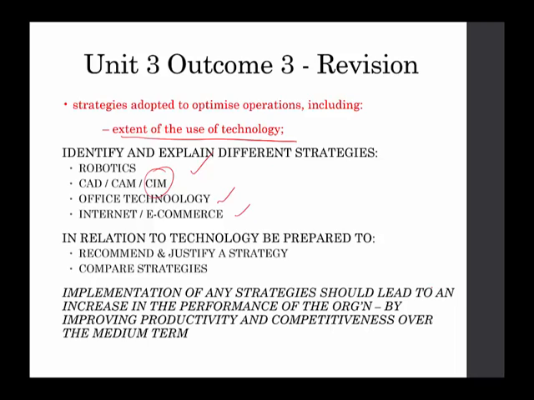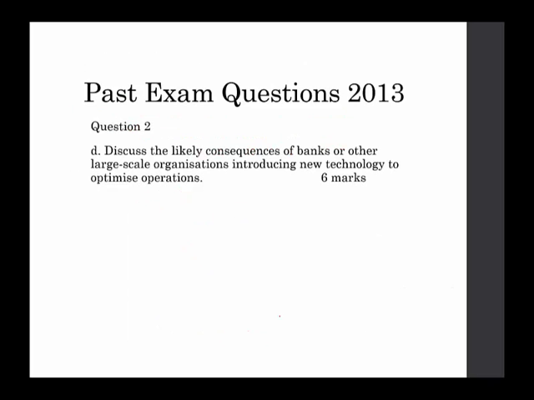Implementation of any strategy should lead to an increase in the performance of the organisation by improving the productivity and competitiveness over the medium term. If you are going to justify a strategy, you have to bring it back to this point. In other words, say how the strategy will increase the productivity and therefore efficiency of the organisation. If you don't do that, you may not be meeting all the criteria, okay, particularly if you're justifying.